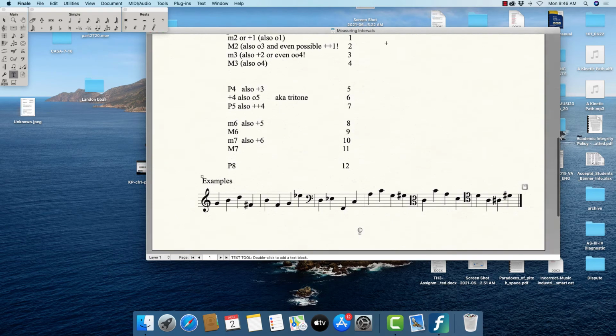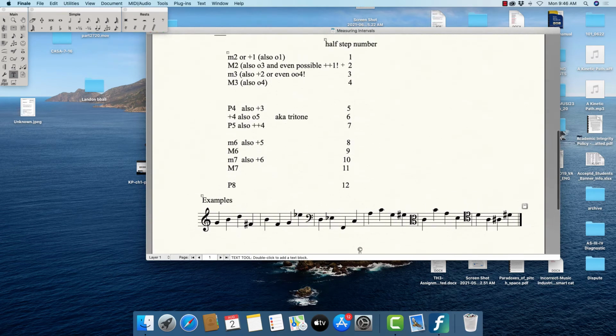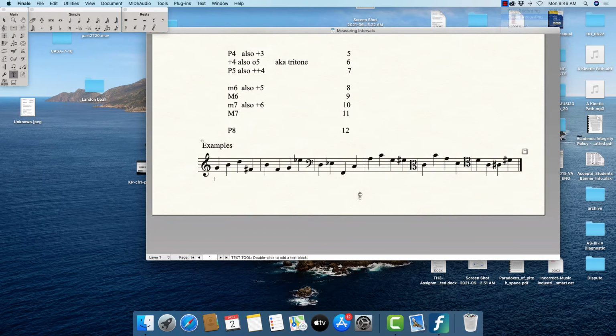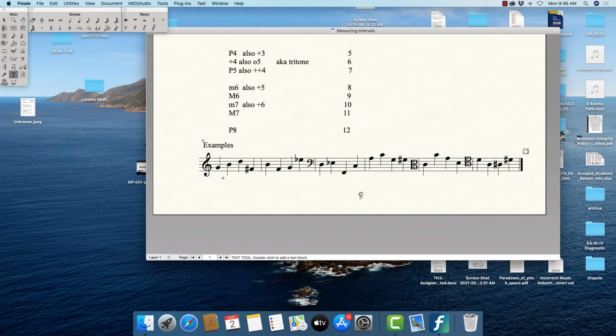Okay, so this is a good thing to memorize, the number of half steps in each interval. So what do I mean? What are we talking about here? Well, we have to look at some examples. So here's an example.